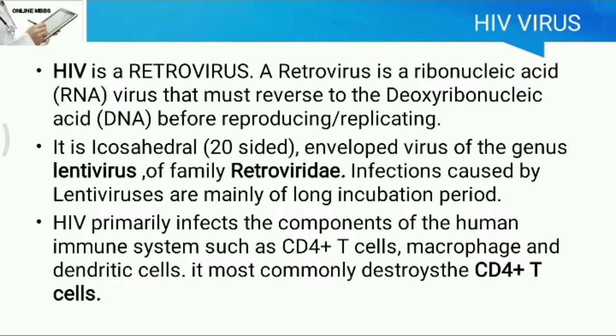Now you can see here this third point. HIV primarily infects the components of the human immune system such as CD4 plus T cells, macrophages and dendritic cells. It most commonly destroys the CD4 plus T cells.